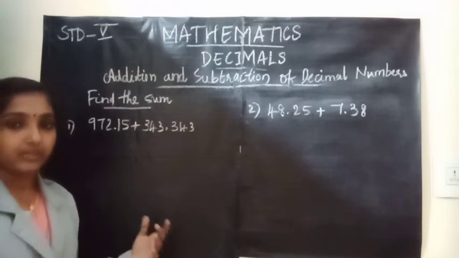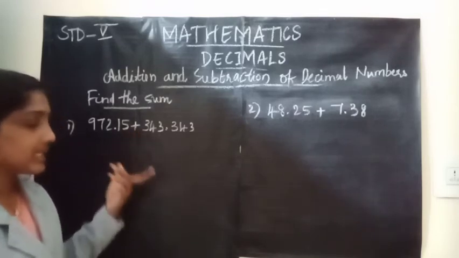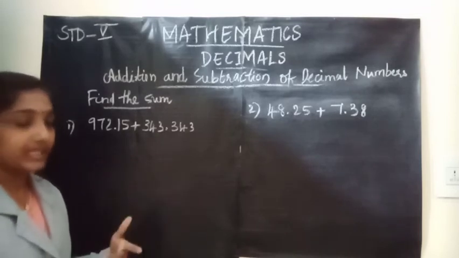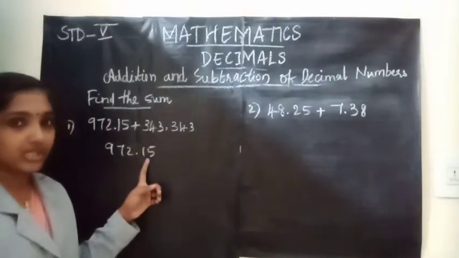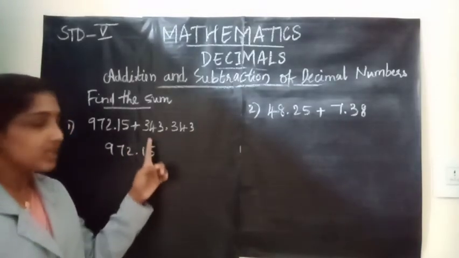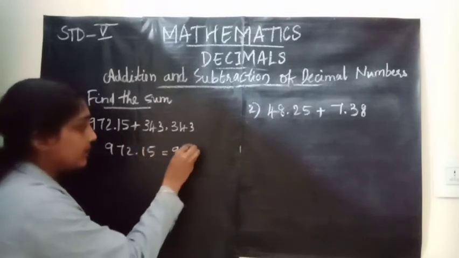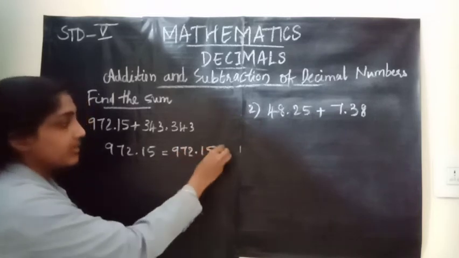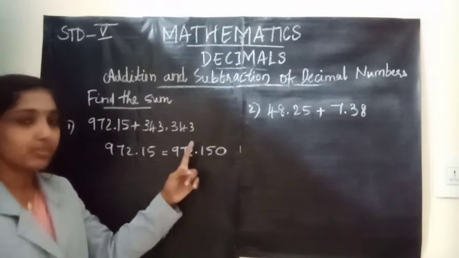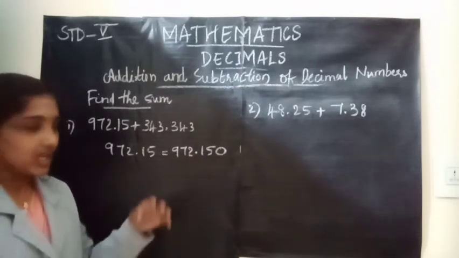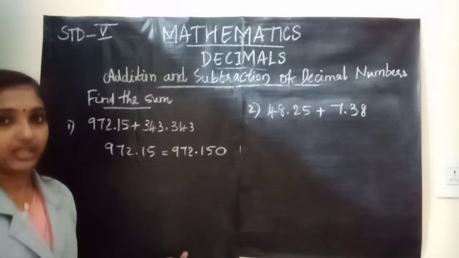So if they are not like decimals, we have to convert them into like decimals. So here 972.15 has only two decimal places. We need one more decimal place to make it a like decimal, right? So we will add a 0 to the right-hand side to make it a like decimal. Now it is 972.150. So now both the decimals have the same number of decimal places. Now we can make the addition.